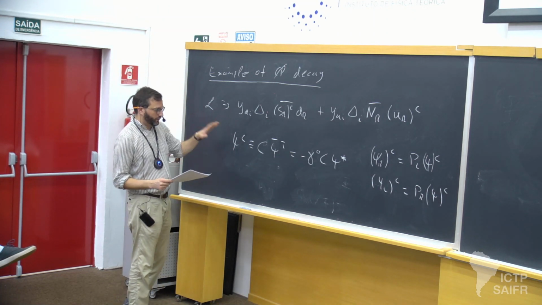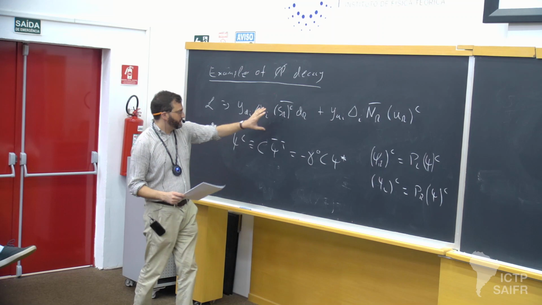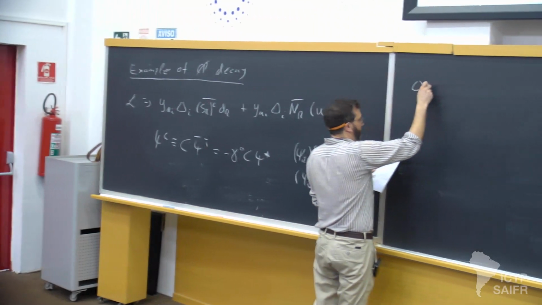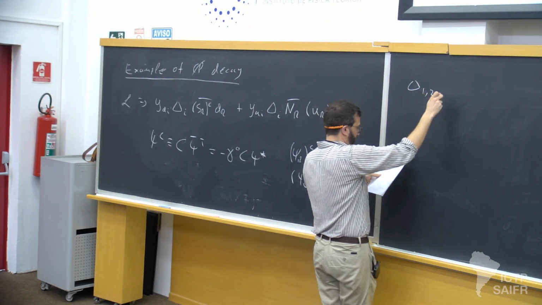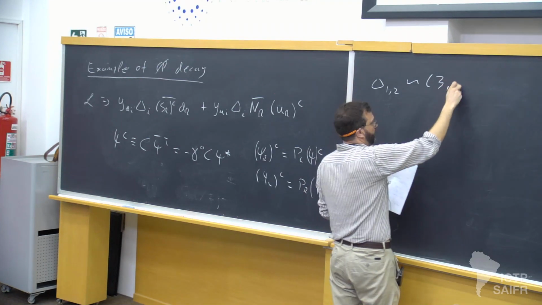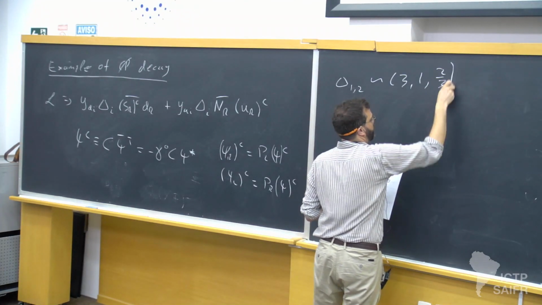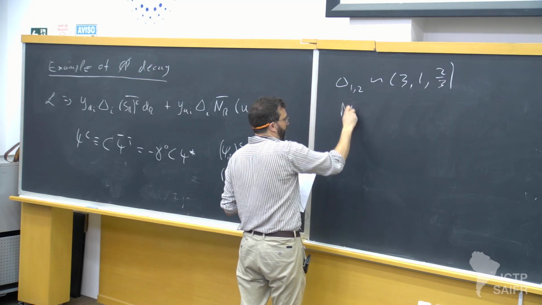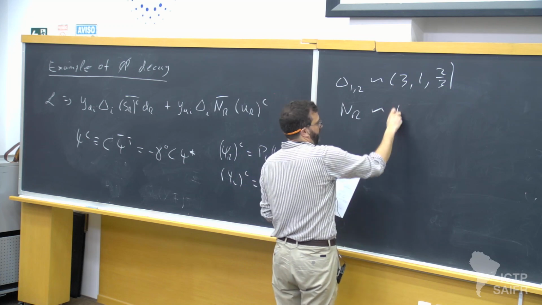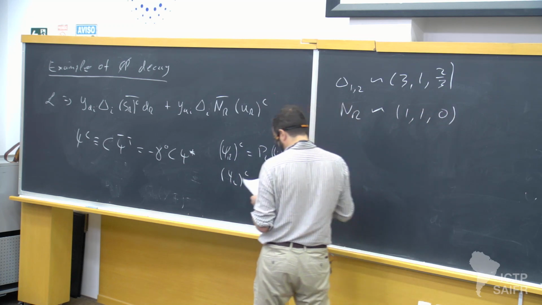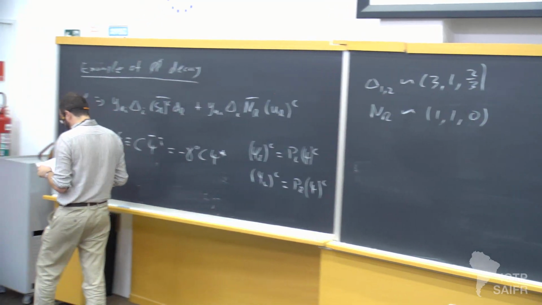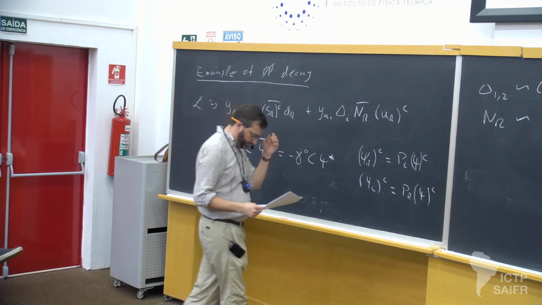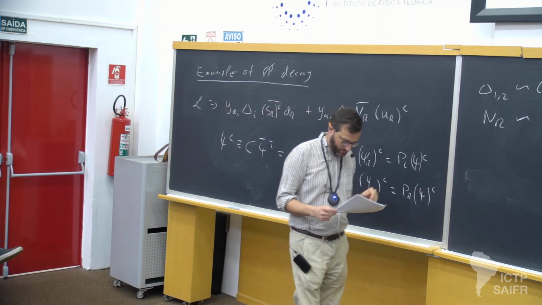So what is delta? We're going to have delta 1 and 2, and they're charged scalars. They're singlets under SU2, triplets under SU3, and they carry hypercharge. And N_R is just going to be some heavy neutral lepton, let's say. And you can check this is all gauge invariant.